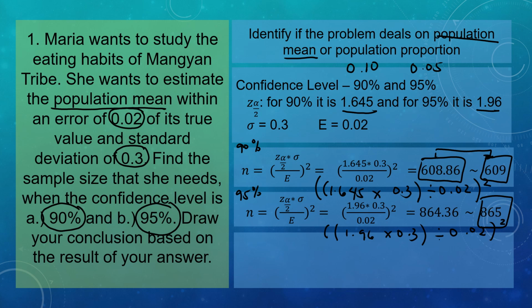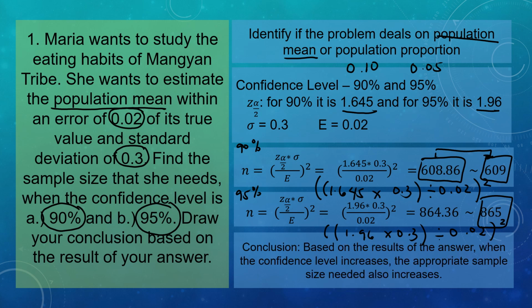Now, for our conclusion, we're going to say that based on the results of the answers, when the confidence level increases, the appropriate sample size also increases. As you can see, the confidence level increases, while the appropriate sample size also increases. So therefore, that is your basis for your conclusion.